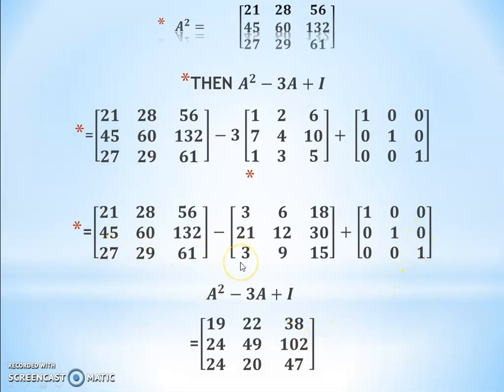27 minus 3 plus 0 we derive 24. 29 minus 9 plus 0, it is obviously 20. 61 minus 15 plus 1, it is obviously 47. So we derive A square minus 3A plus I is equal to 19, 22, 38, 24, 49, 102, 24, 20, 47.